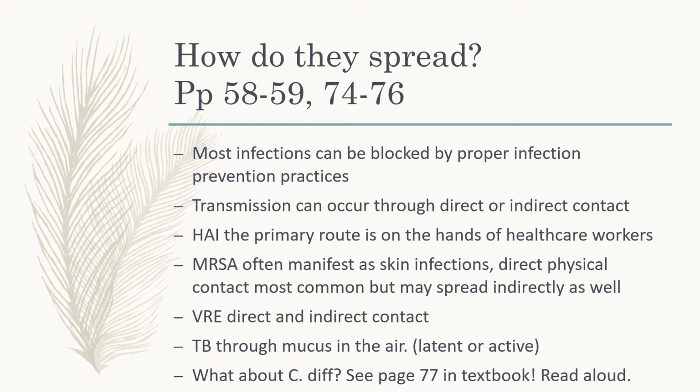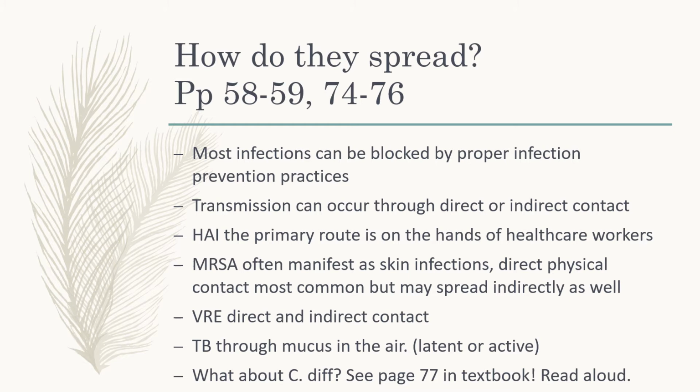So what about C. diff? This is going to be page 77. I'm going to read that aloud for you. Clostridium difficile, commonly known as C. diff, is a spore-forming bacteria which can be part of the normal intestinal flora. When the normal intestinal flora is altered, C. diff can flourish in the intestinal tract. It produces toxins that cause a watery diarrhea.